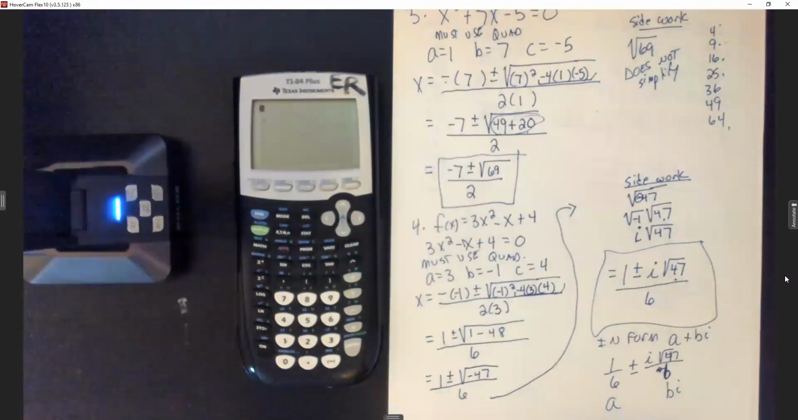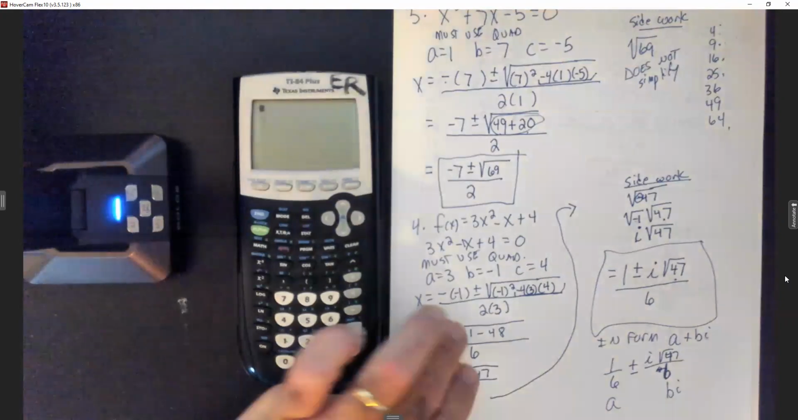Now, the calculator doesn't split them apart. If you use it, you physically got to do that, okay? All right, so now let's get 5.